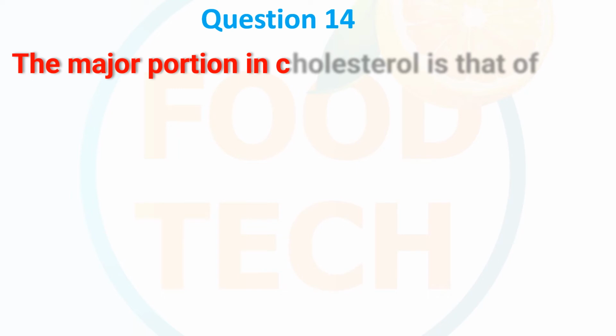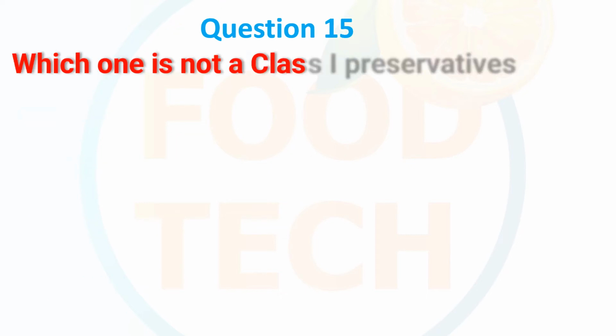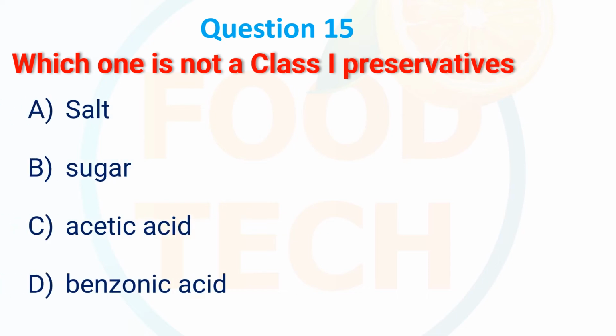The major portion of cholesterol is that of: A, LDL. B, HDL. C, CDL. D, ferritin. The answer is LDL. Which one is not a class 1 preservative? A, salt. B, sugar. C, acetic acid. D, benzoic acid. The answer is D, benzoic acid.